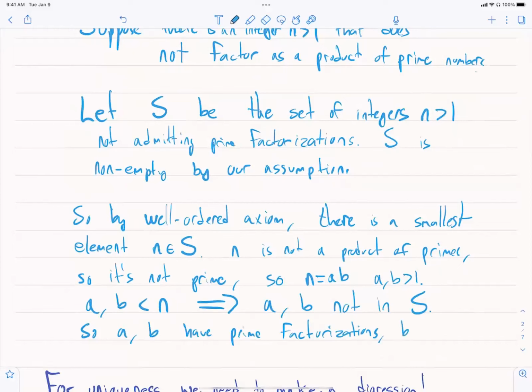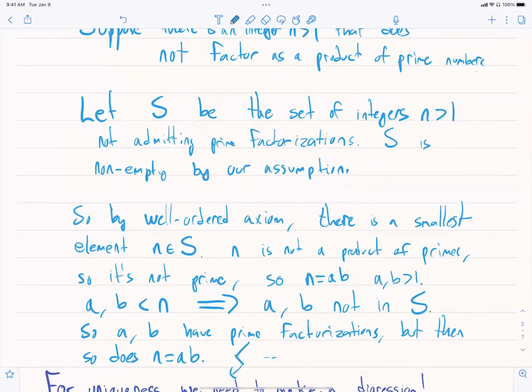But then so does their product. Because I can take all the prime numbers that multiply together to give a, and then take all the prime numbers that multiply together to give b, and just smash them together. And that gives me a factorization of n. But this is a contradiction.